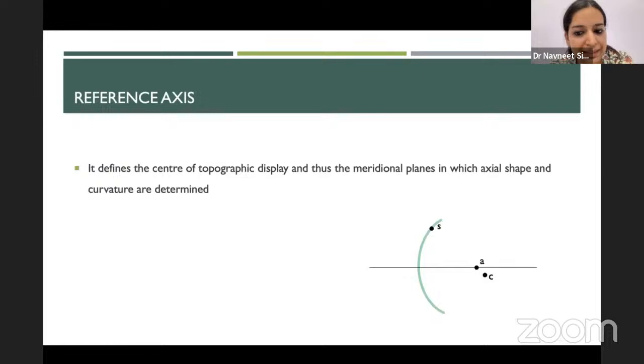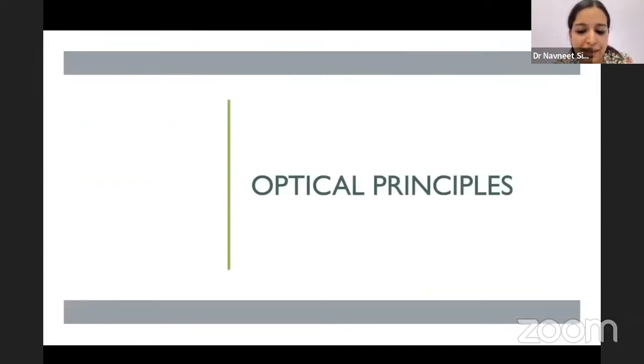Then next is a reference axis. Reference axis defines the center of topographic display and thus the meridional planes in which axial shape and curvature are determined. Basically this axis is the one which is passing through the center of rotation of the eye. Again, these will be important in understanding the various topography methods later on in the upcoming classes.